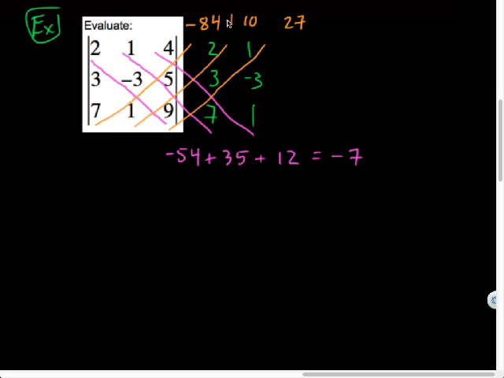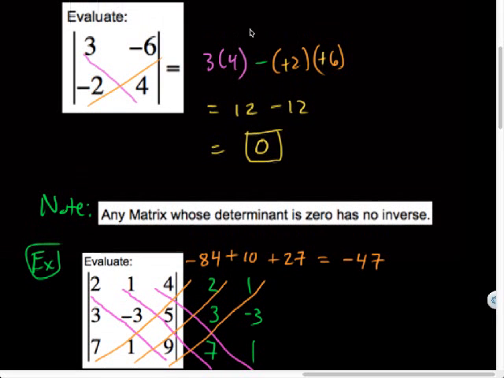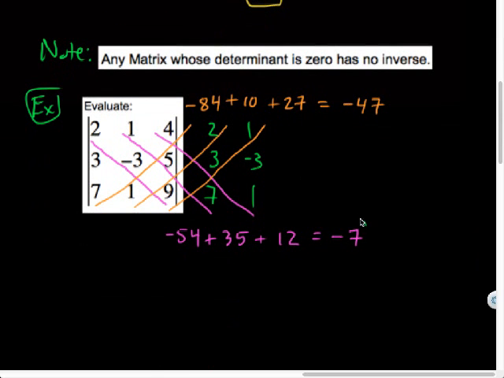And I'm going to add those together. So let's see. And I get negative 47. Now, what did I do with my products on the 2 by 2? I subtracted them, right? So I'm going to do exactly the same thing here. I'm going to take the product of the primary diagonals.